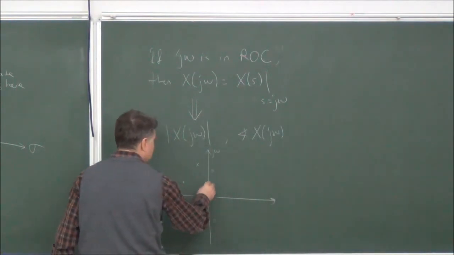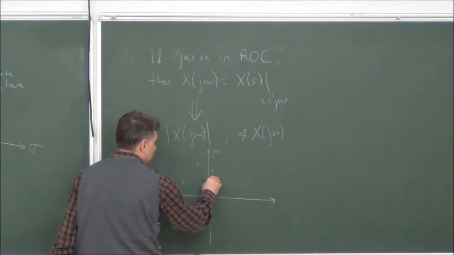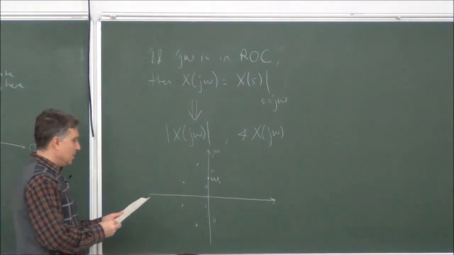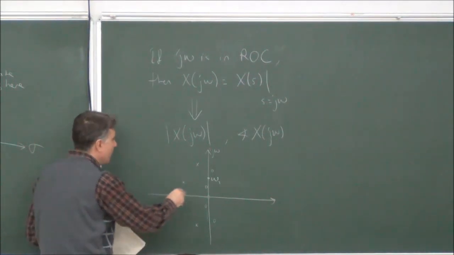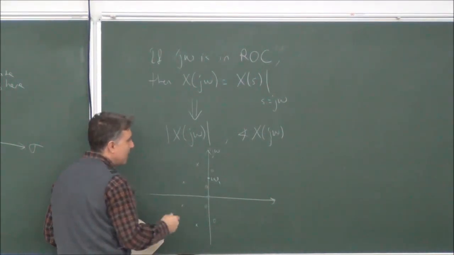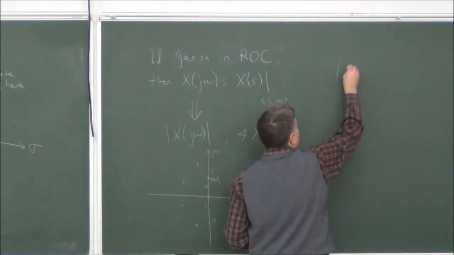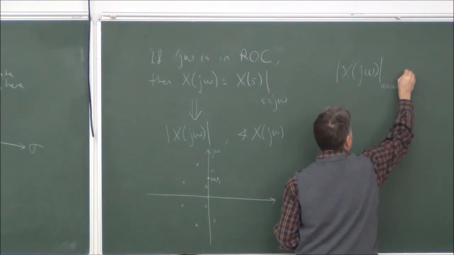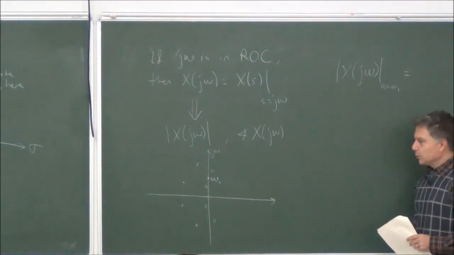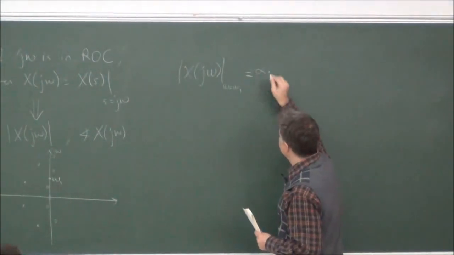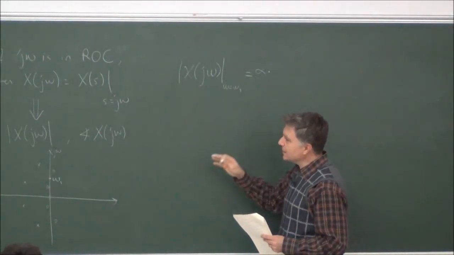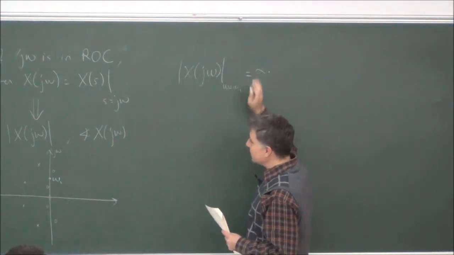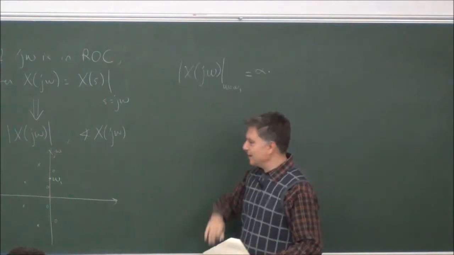Let's take an arbitrary point of omega. Suppose this is omega 1. This omega 1 point is an example omega, and the magnitude of X of j omega at omega equal to omega 1 is equal to a constant. We don't know that constant. For that constant, you have to take a look at the original expression itself, but it's just a scale. Apart from the scale, the shape doesn't matter. It's just being scaled, in other words.